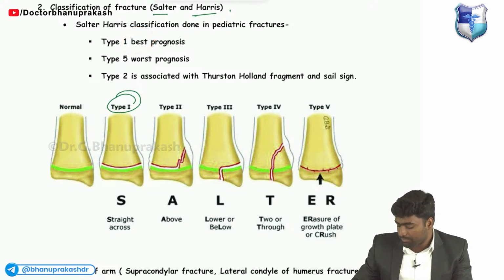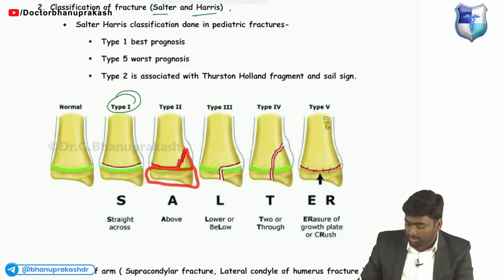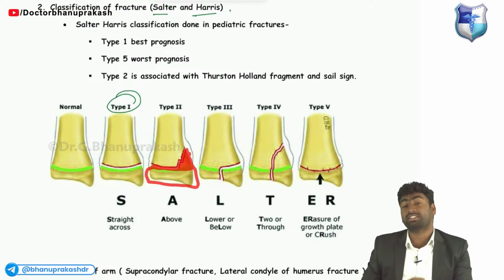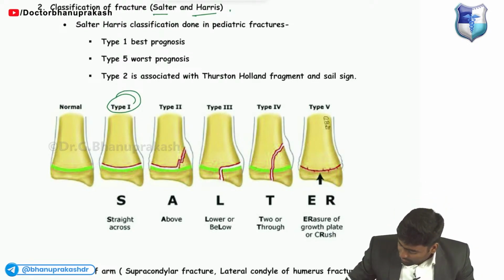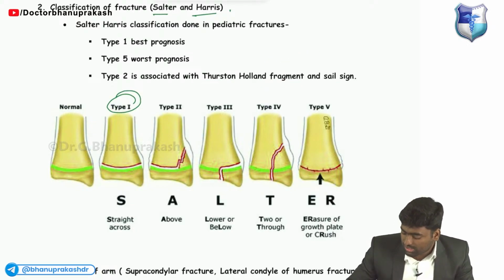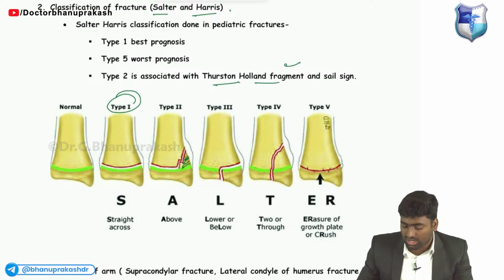Whereas if the injury is above, it forms a different fragment. The normal bone is till this much, whereas here it is forming a different fragment once again. So what is it known as? It is known as the Thurston-Holland fragment. This fragment is known as the Thurston-Holland fragment.